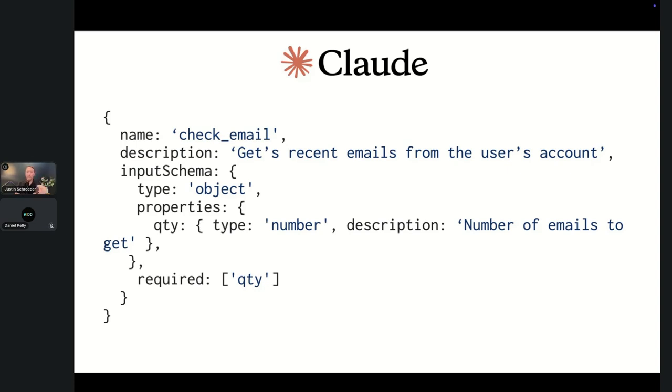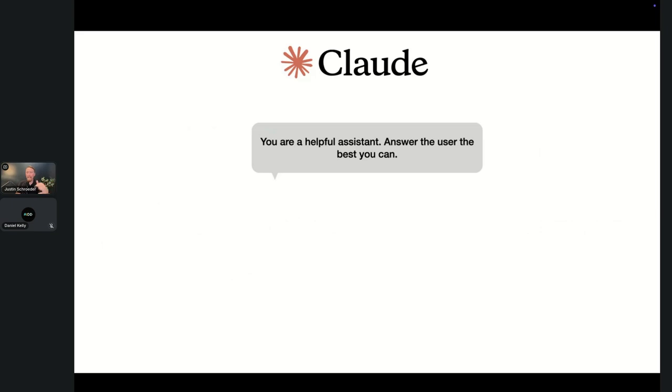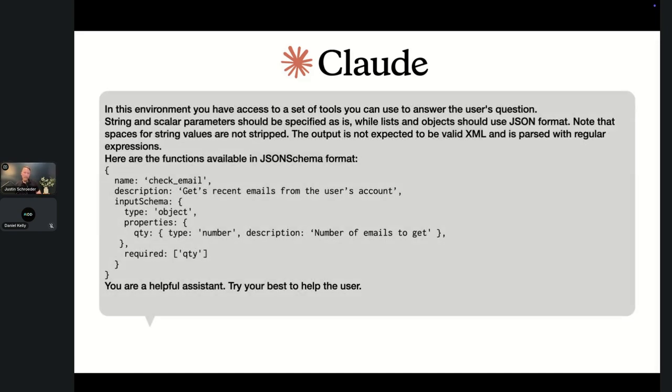Now, how does my AI know that it can call that tool? Well, it goes back to that system message, the you are a helpful assistant. Basically, the actual system message, when you have a tool, looks like this. This is directly from the Claude API documentation. In this environment, you have access to a set of tools. You can use this to answer the user's question.